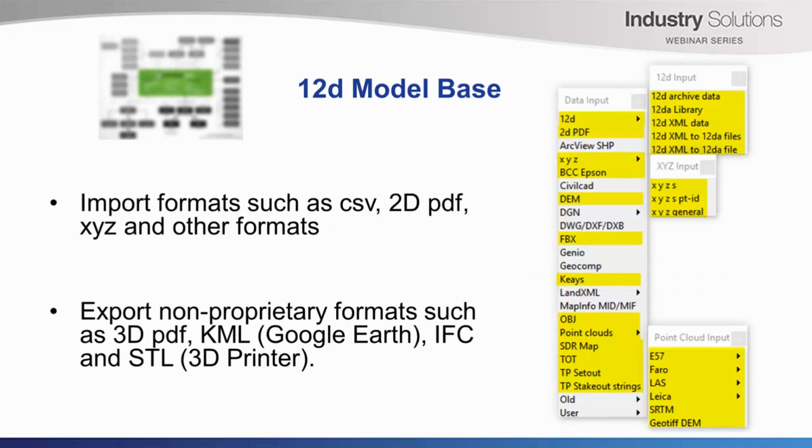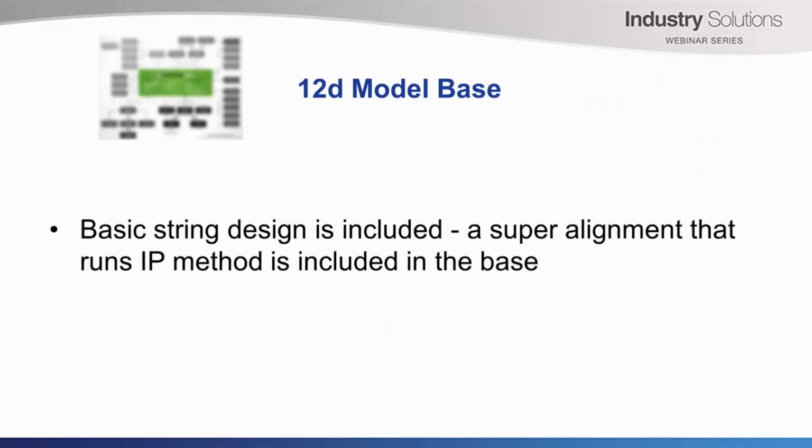Within the 12D model base, import formats such as CSV, 2D PDF, XYZ and other formats are supported. If you look at the diagram to the right, you'll see highlighted in yellow those formats. We also export non-proprietary formats such as 3D PDF, KML for Google Earth and IFC and STL for 3D printers. Basic string design is included. A super alignment that runs IP method is included in the base.